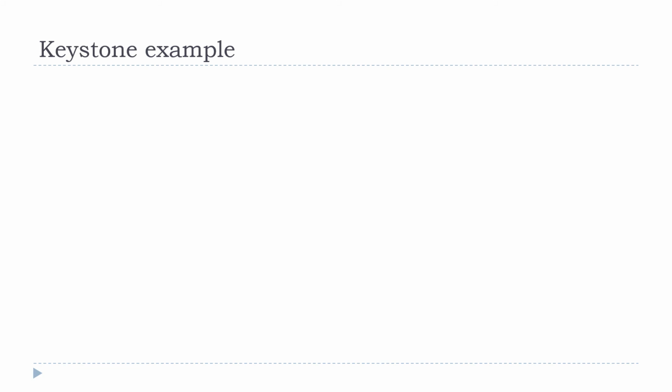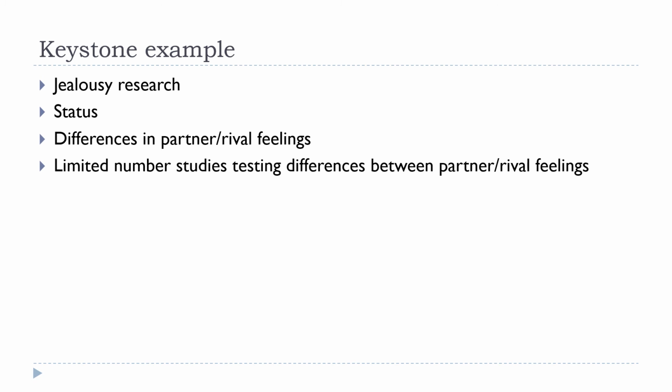So here's an example of a keystone source. I am working on a manuscript right now. I've been working on it for a while, but for my dissertation I did some jealousy research where I was interested in how status cues would lead to differences in partner and rival feelings. So exposing someone to a high status rival versus a low status rival, and how that might change how they feel toward their partner and toward their rival respectively.